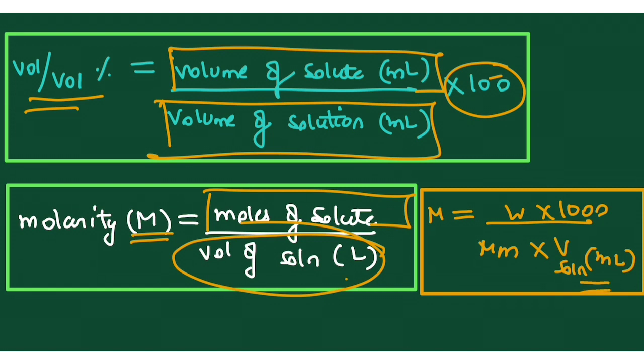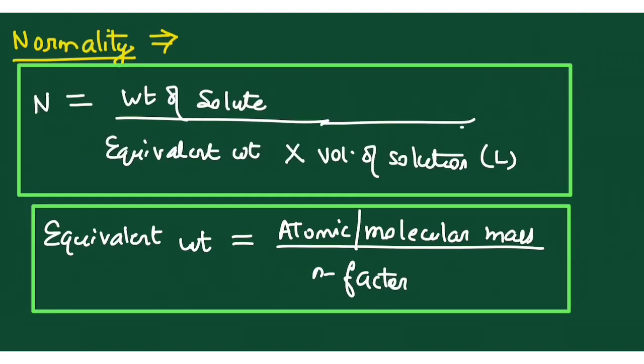But generally we take it in ml, and then how will the formula be? Molarity is equal to weight upon molecular weight into volume of solution in ml, and you have to multiply by 1000 on the top. Very, very important point. Normality is weight of the solute divided by equivalent weight into volume of solution in liters again.